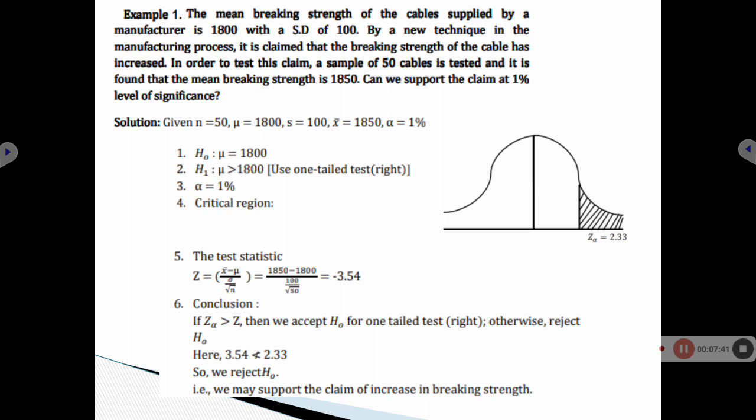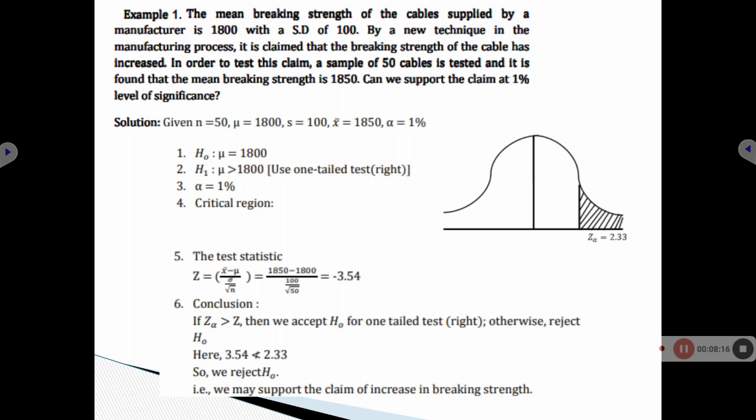Okay, and the next step is you have to fix the alternative hypothesis. Now we are using a one-tail test. We are considering it as mu is greater than 1800. So we are going to take our right tail one tail test. Okay. So next the alpha level of significance is 1%, and the fourth step is to check the critical region. The critical region here, the standard value, is Z alpha equal to 2.33.